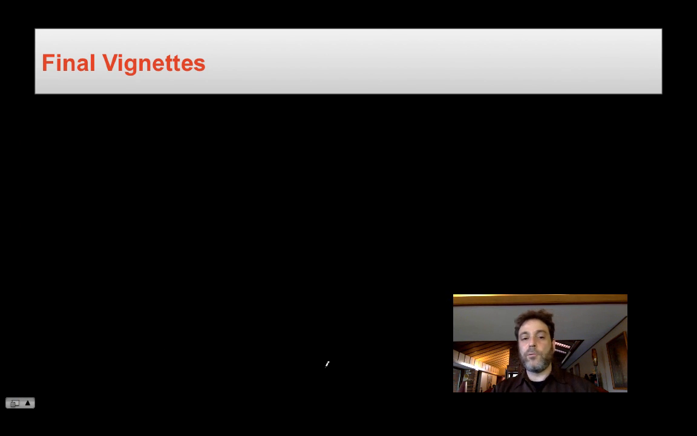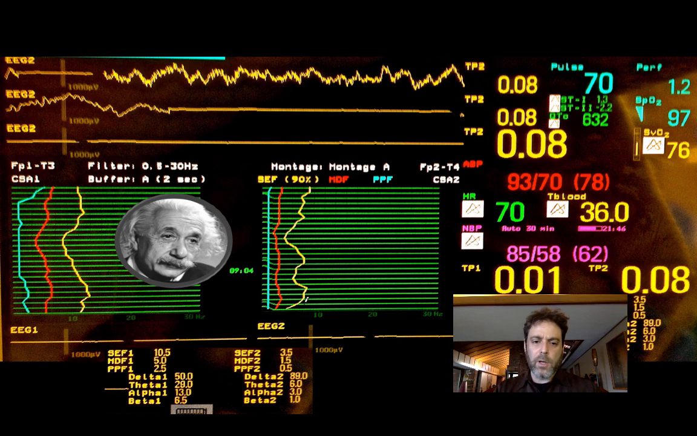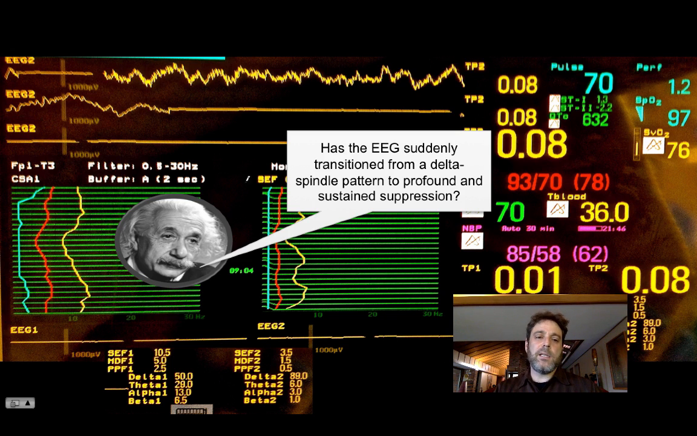So a few final vignettes, not specifically related to clinical decision making, but I thought these are nice examples just to conclude. So what happened over here? Has the EEG suddenly transitioned from a lovely delta spindle pattern, you can see these spindles, delta waves, to persistent suppression, these flat EEGs? And the answer is no, because our scale has been changed to 1,000 microvolts. And at that scale, we're not going to see any features of the EEG.